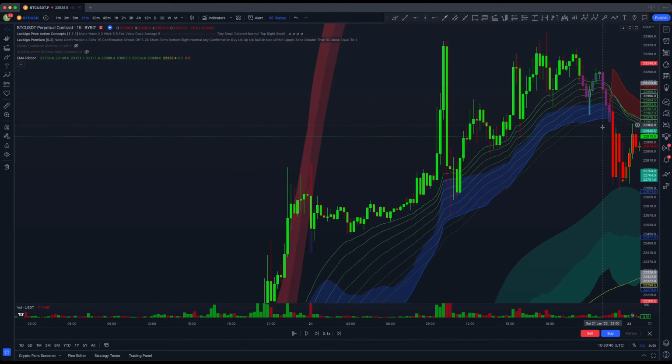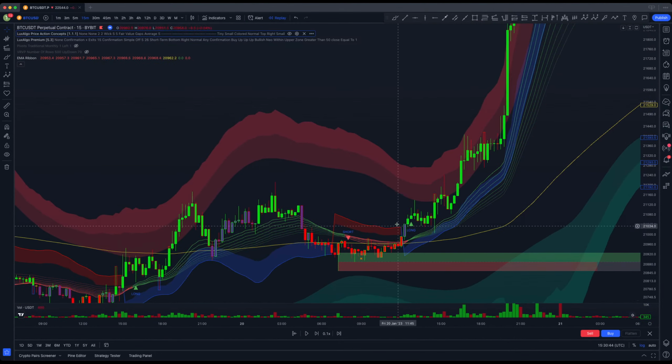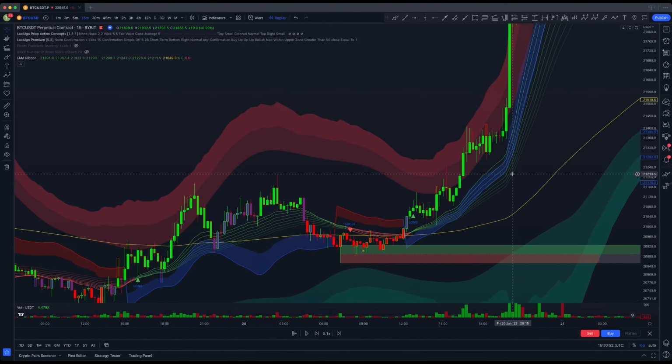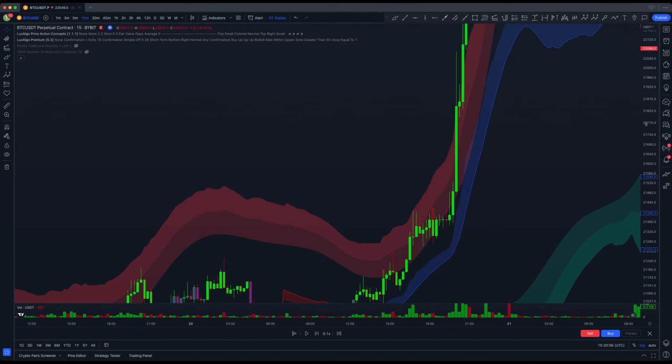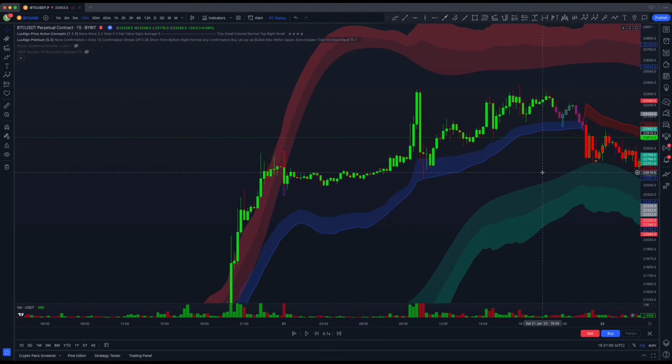That's correct, isn't it? That wouldn't have been our TP because this is red only when we come down and test the blue, which is the support, not the resistance. So I'm really liking this. I am really liking this strategy, and the more I play with it, the more I think it looks quite powerful.